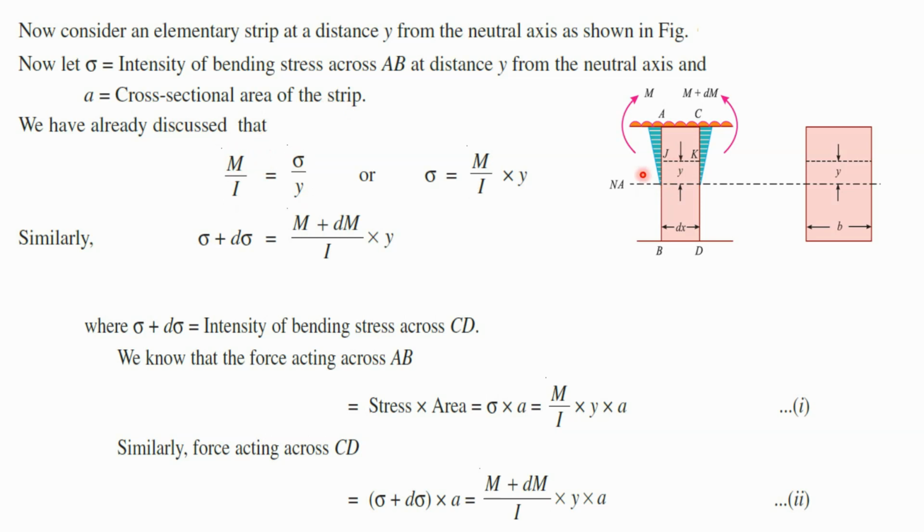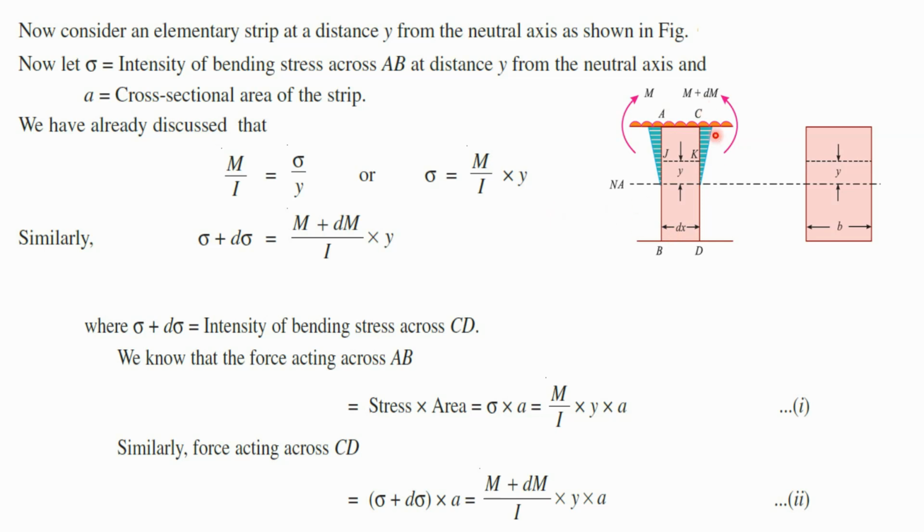Means if you want to find out the bending stress at any layer on the beam section, that bending stress will be equal to M upon I into Y, where M is the moment of resistance, I is the moment of inertia of the section, and Y is the distance of that layer from the neutral axis. So this is the bending stress at the section AB.